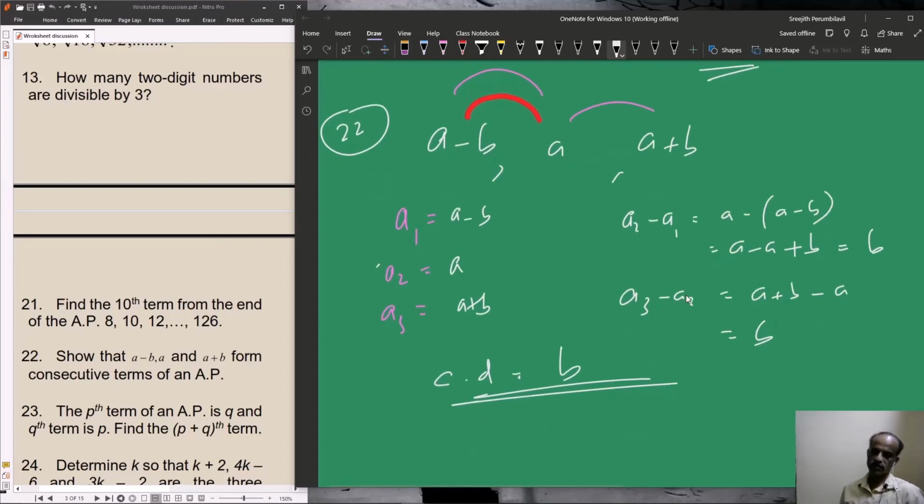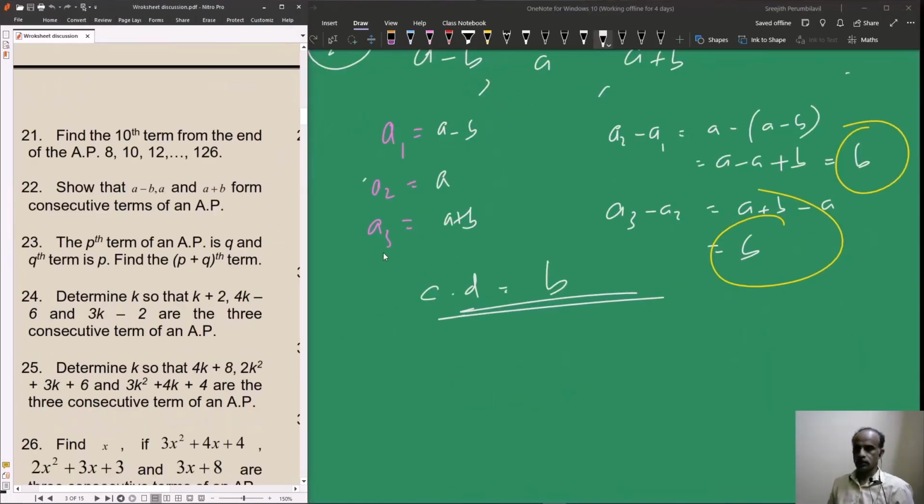In these 3 terms, the difference between any term and the preceding term is coming to be a constant value. What is that constant value? The constant value is B. Therefore, these 3 terms are in AP.